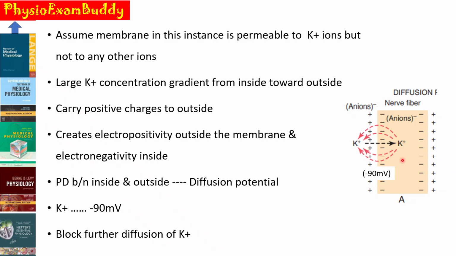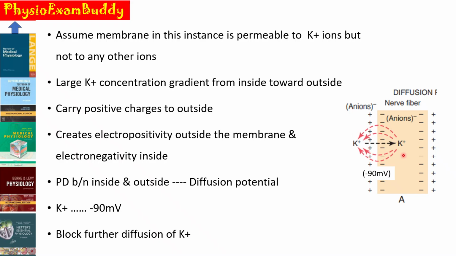Potassium is the major component of the intracellular portion, so the concentration of potassium is more inside the cell. This large potassium concentration gradient from inside to outside will drive the potassium from inside to outside. Along with this potassium, it will also carry a positive charge from inside to outside, because the charge of the potassium is positive. So what happens? It will create an electropositivity outside the membrane, because now the potassium is more on the outside, carrying the +1 charge along with it.